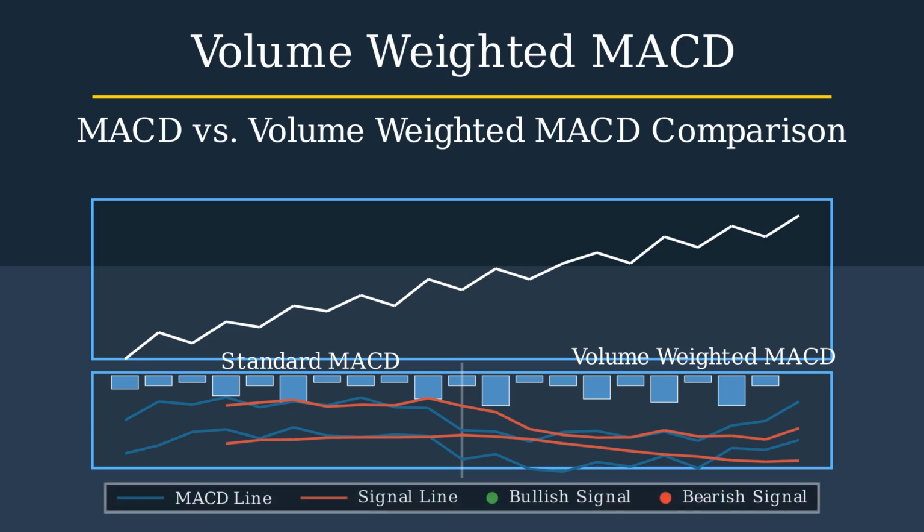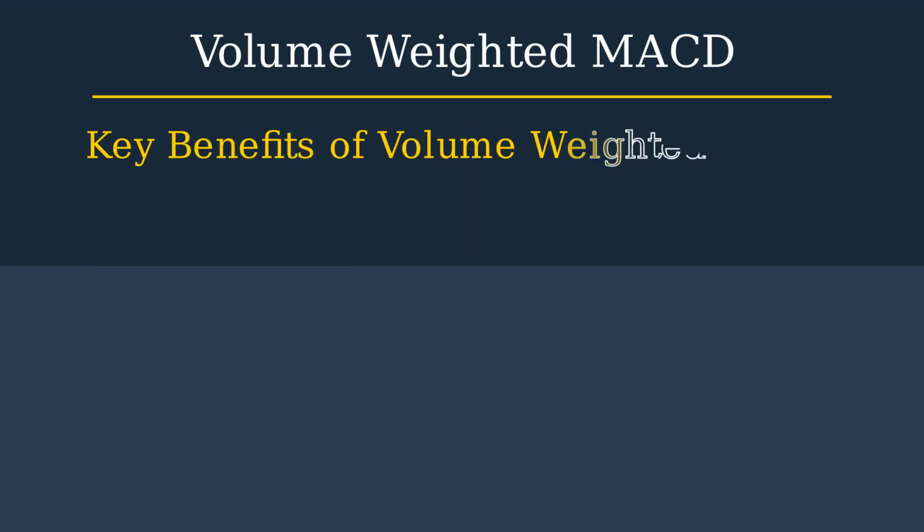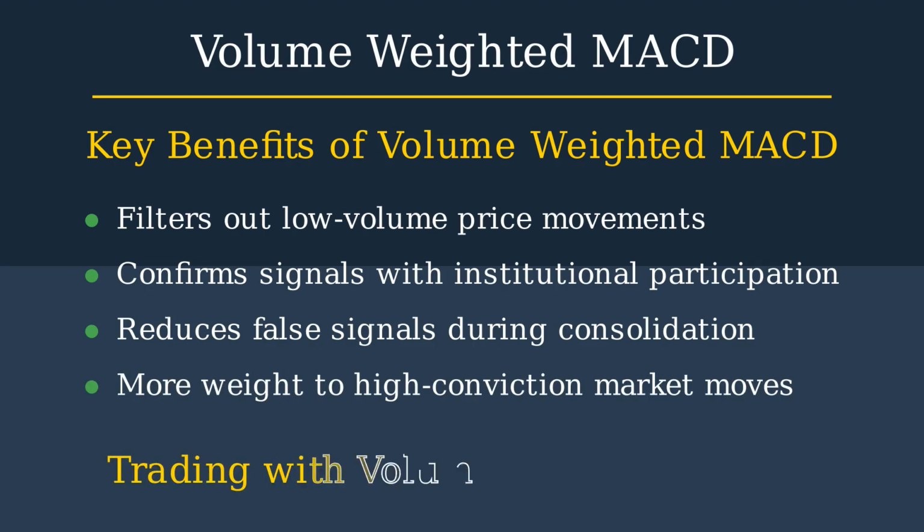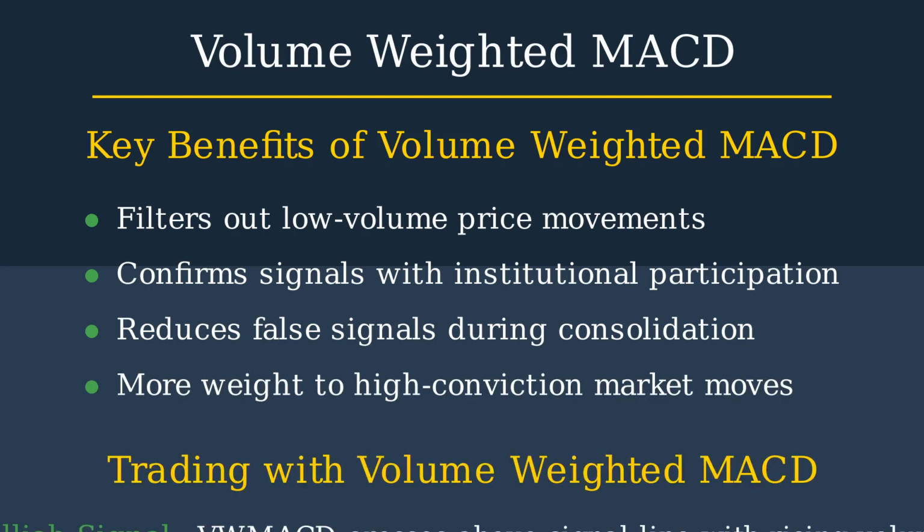Let's examine the trading signals generated by both indicators. Green circles represent bullish signals, while red circles indicate bearish signals. Volume-weighted MACD offers several key benefits compared to standard MACD. When trading with volume-weighted MACD, look for these signal patterns to identify high-probability trading opportunities.